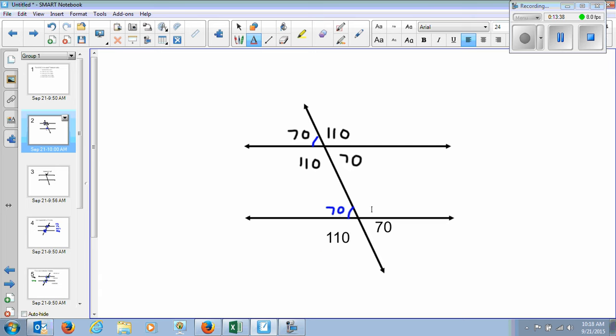And then lastly, I can look at this 110 here and that 110, or even this one and that one, or see that these are supplementary. But this angle right here is also going to equal 110. So notice something here. Whatever one of your angle measures are in this picture, all of them are either going to be equal to it, so 70, 70, 70, 70, or they're going to be supplementary to it, 110, 110, 110, 110. So keep that in mind.